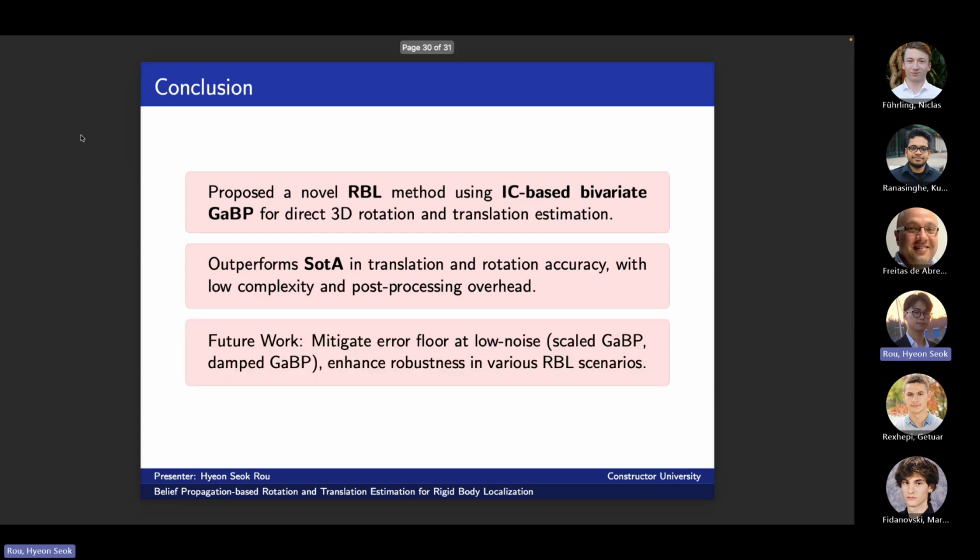However, we saw that we have some error floor appearing at some low noise areas, especially in terms of the rotation estimation, such that we aim, in future work, to address this by using some improved Gaussian belief propagation methods.